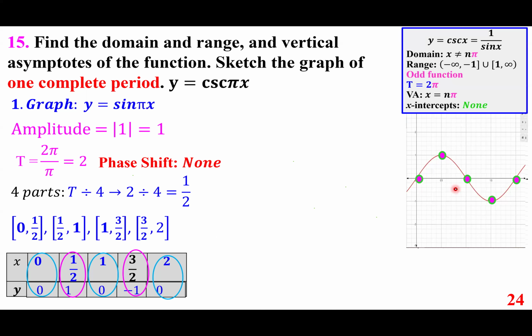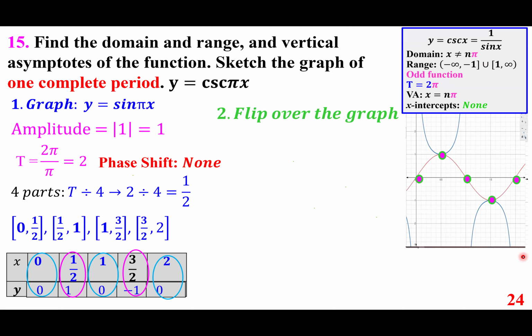So how do you graph cosecant? Flip this over. That means go up like that, go up like that, down like that. So flip over the graph, looking like that. And it continues indefinitely. Again, if you want one complete cycle, you're done. Otherwise, you continue with the sine and you continue with the cosecant.